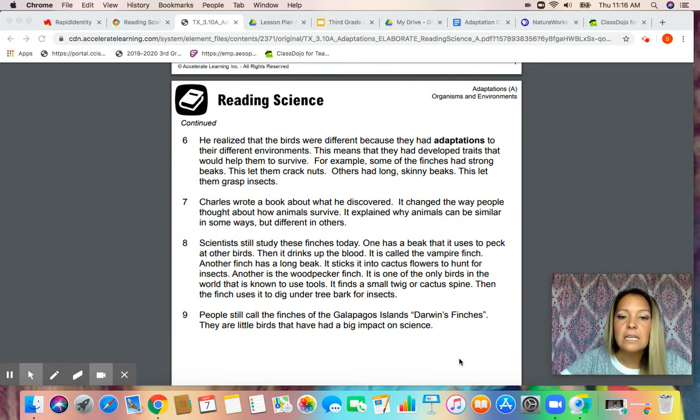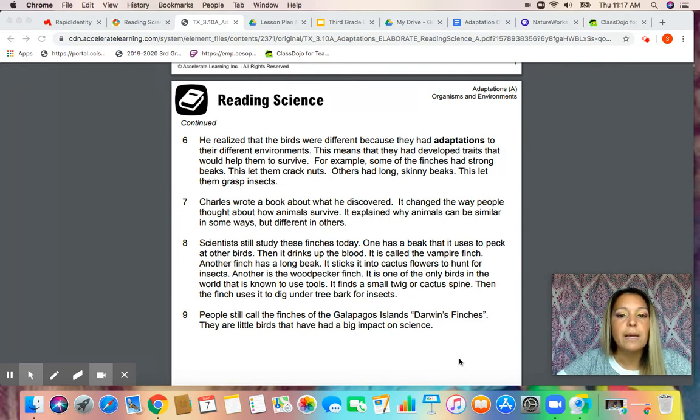Scientists still study these finches today. One has a beak that it uses to peck at other birds. Then it drinks up the blood. It is called the vampire finch. Another finch has a long beak. It sticks it into cactus flowers to hunt for insects.